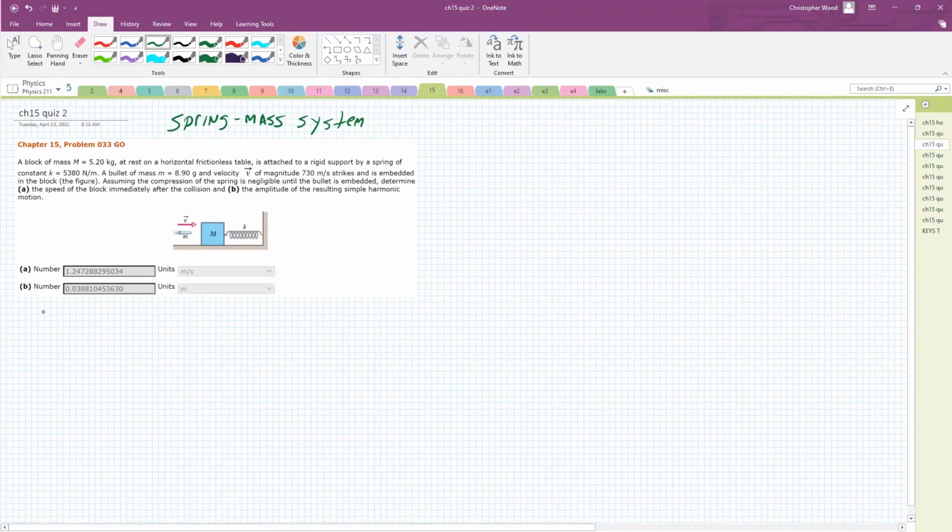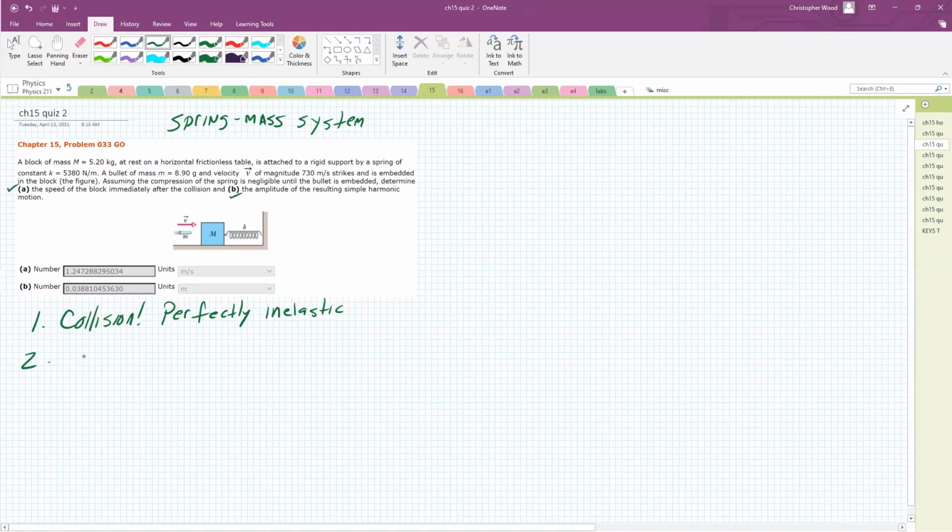So let's go with this. Number one, it's a collision. Not only is it a collision, it's a perfectly inelastic collision. So this is my starting position, and if I keep going down this path, hopefully I'll find the speed of the block immediately after the collision, and for part B, the amplitude of the resulting bouncing back and forth.